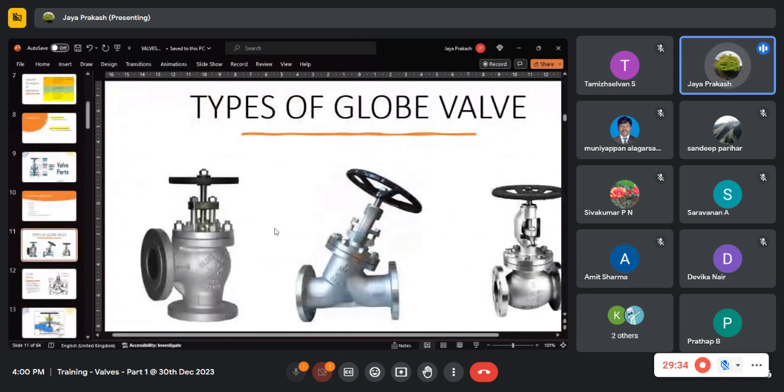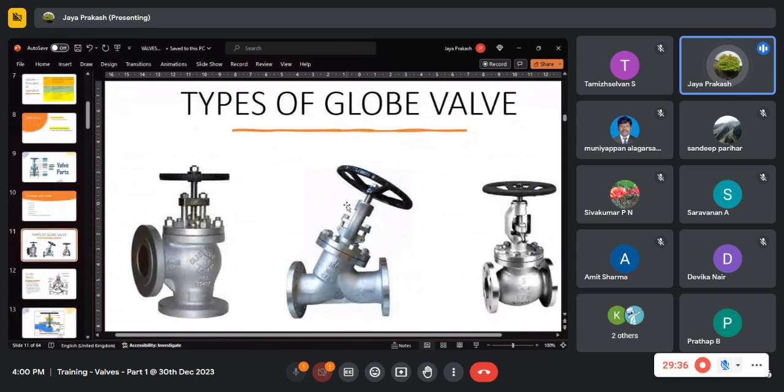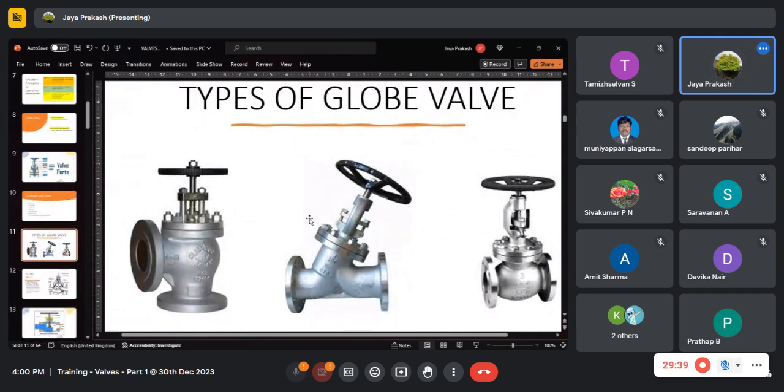First we'll go to the globe valve. We have three types of globe valve. This is the T type valve, this is the Y type valve, and this is the angle valve. You can see three types of valves in the globe valve. The basic function will be the same, but the design is different, and the flow direction will be different.